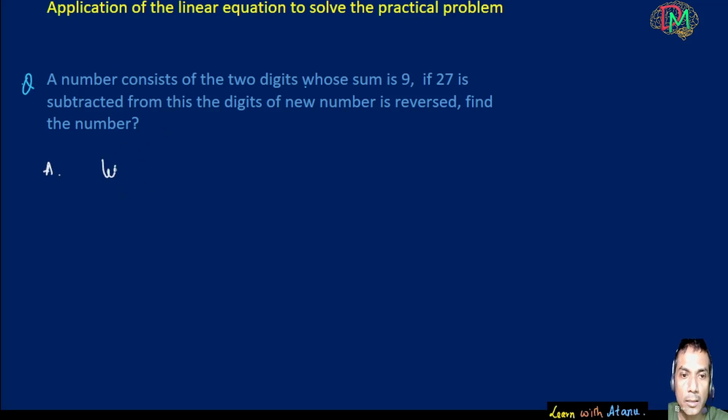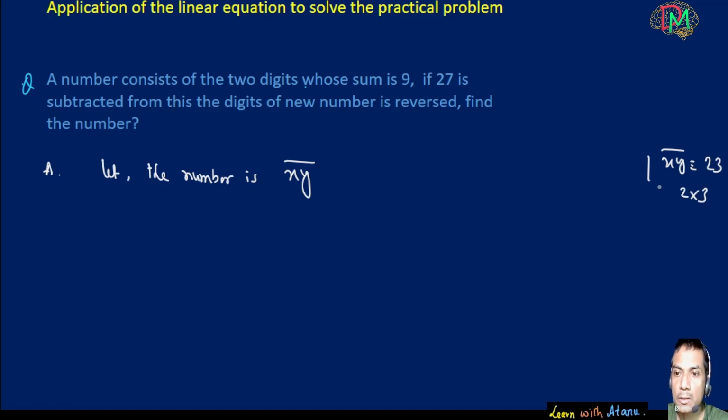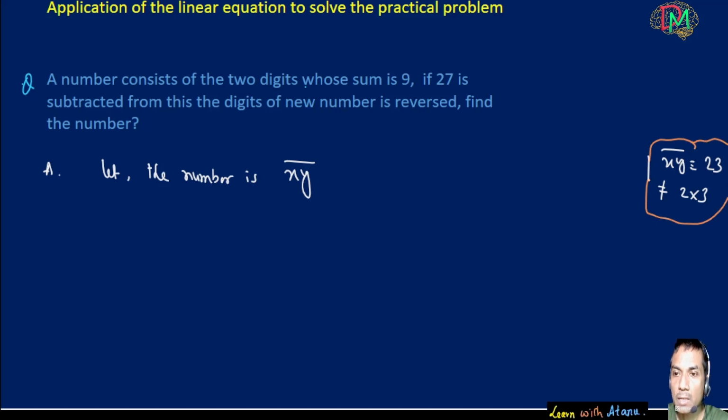So let the number be xy. This bar sign symbol actually means it is a number, not x into y. It is a number. What that means is xy is equivalent to maybe 23, like that. So it is not 2 into 3. It is not equal to 2 into 3. Clear? So by the bar sign we separate it from the multiplication of x and y.